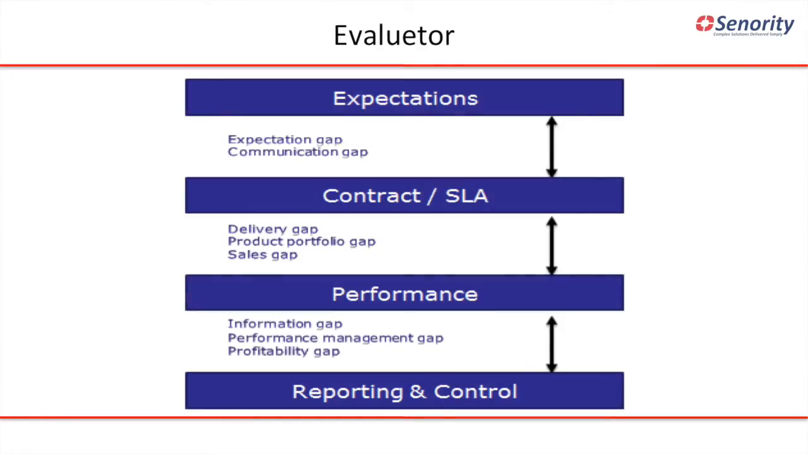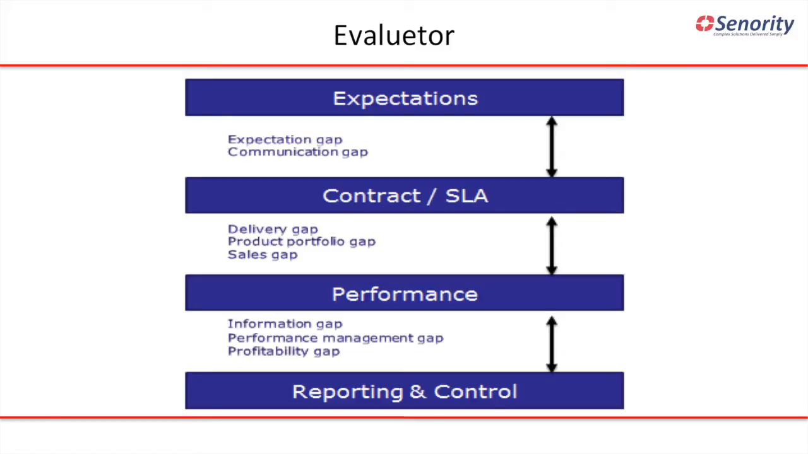Sonority has analyzed the various reasons why strategic partnerships between companies might deteriorate. Evaluetor was built around the different gaps that cause partnerships to get into trouble. There are gaps between what is expected and what was agreed in the contract, or gaps between what was agreed in the contract and service level agreements and what is actually performed. Also, there are gaps between what is performed and what is known about what is performed. In other words, reporting and the control.